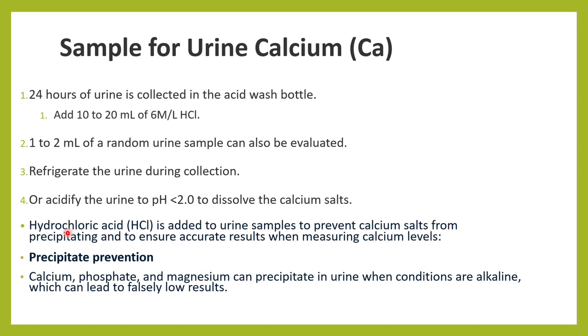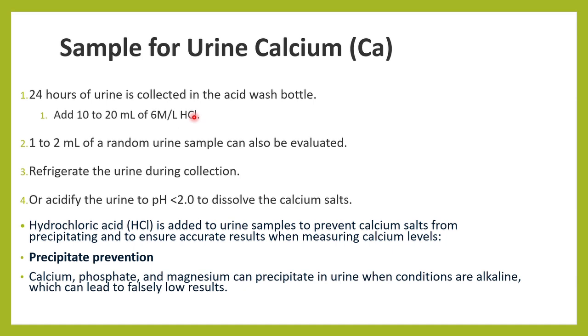Calcium, phosphates, and magnesium can precipitate in urine when the conditions are alkaline. So if the pH is high or there is an alkaline condition, calcium can precipitate and we might get a wrong result. We might estimate it as a low calcium. So that this precipitation doesn't occur, and we estimate the exact amount of calcium, we add 6 ml of hydrochloric acid.